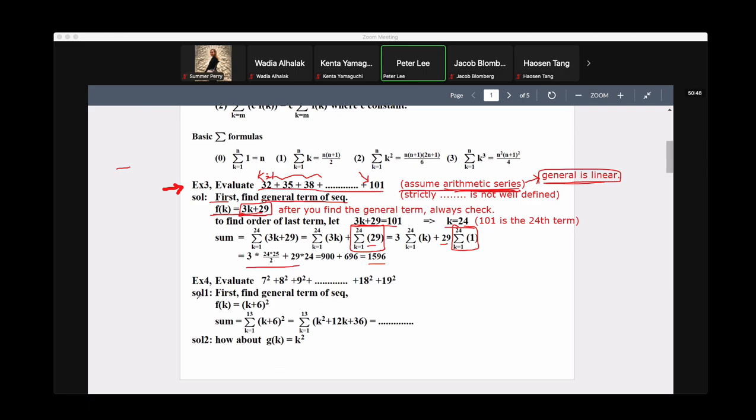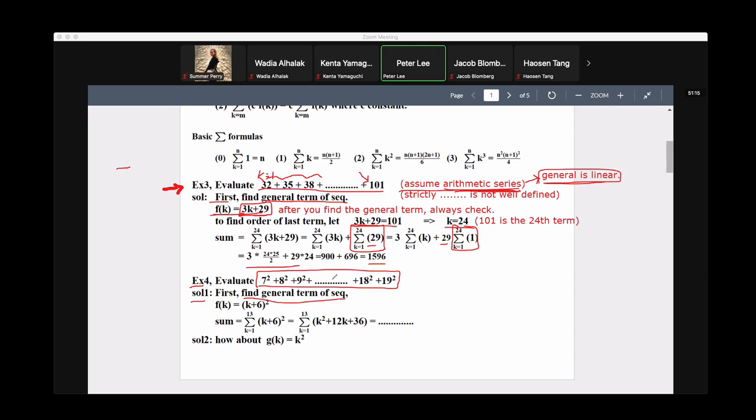Okay, now let's look at example 4. Example 4, we now have this right here: 7 squared plus 8 squared all the way to 19 squared. Okay, so let's see. Solution 1. Why don't you first find the general term? Okay, general term. Now this one's easy because if you look at the expression, the number under the square, it's 7, 8, 9, 10.